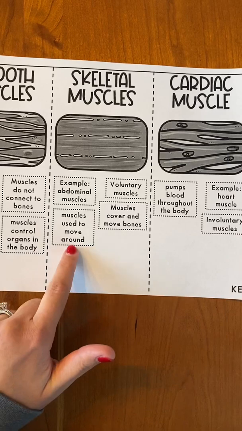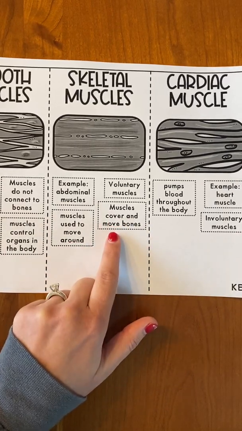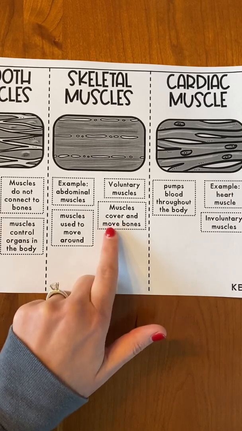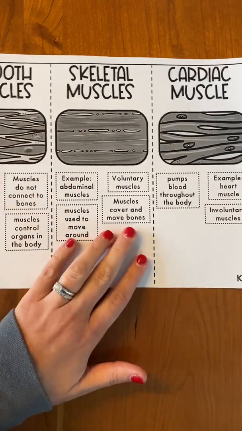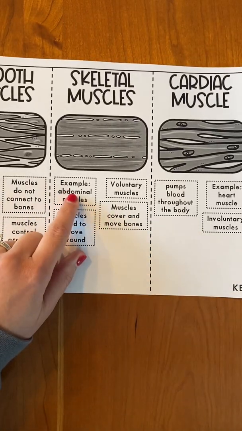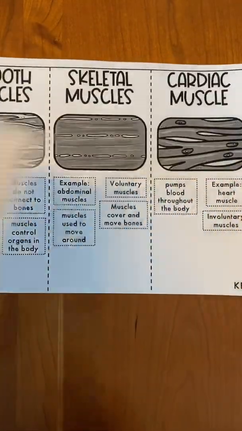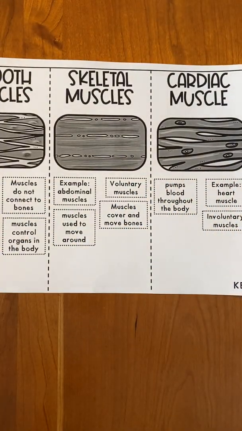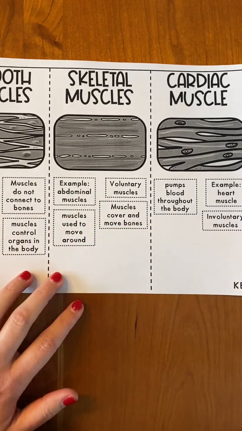These are the ones that we use to move around. So as such, they are the ones that are connected to and move bones. Hence the phrase skeletal muscle, because we need them to move around. Your abdominal muscles are an example of that, the ones we talked about earlier. So if you're laying on the floor and you want to sit up, your abdominal muscles need to move to help sit your body up.